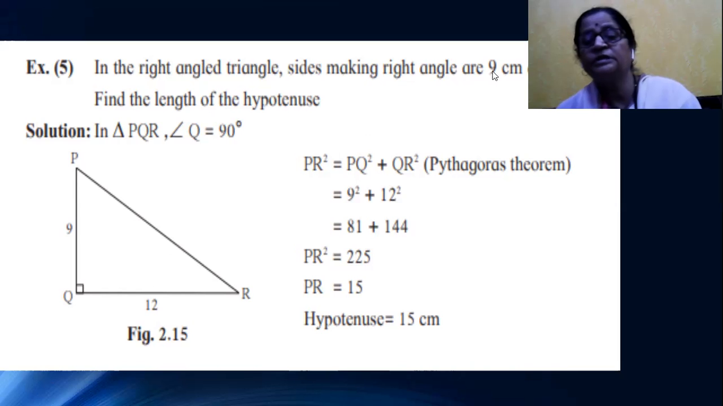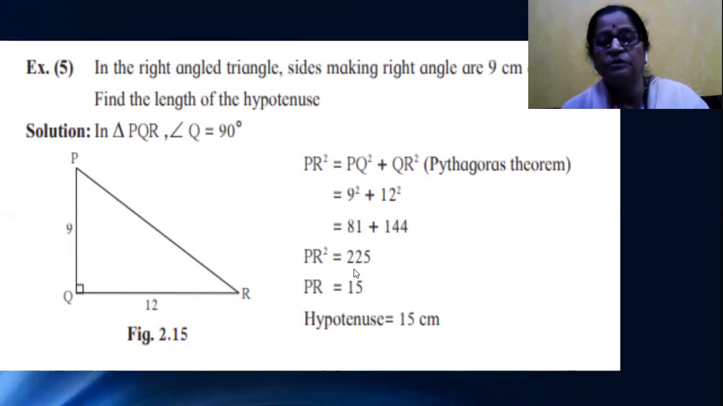So PQ's value is 9 and QR's value is 12. So 9 square plus 12 square, 9 square is 81, 12 square is 144. Addition of this, PR square is equal to 225. So 225 is the square of 15. So PR is equal to 15. Hypotenuse length is 15 centimeter.